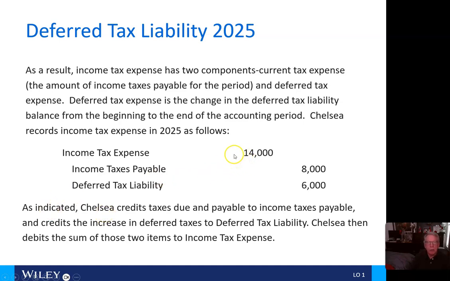Income tax expense will debit for $14,000. Income taxes payable will credit for $8,000 and credit deferred tax liability of $6,000. So as indicated, Chelsea credits taxes due and payable to income taxes payable and credits the increase in deferred taxes to deferred tax liability. Chelsea then debits the sum of those two items to income tax expense.